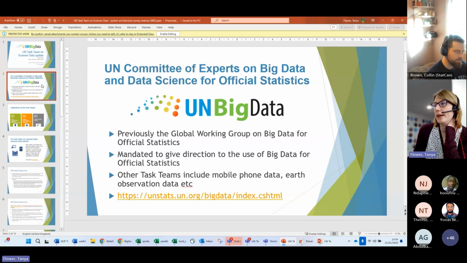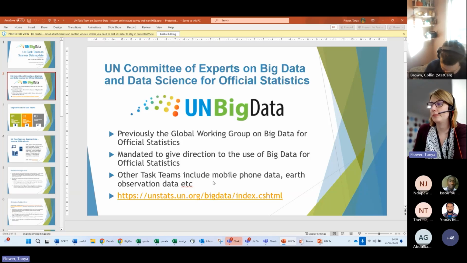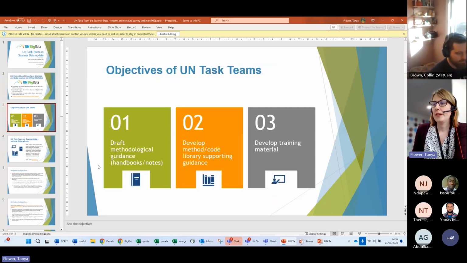We're part of a wider group on the UN big data side. So there are other task teams you may be aware of, for example, on mobile phone data and Earth observation data. I've included a link there. All those task teams have a very similar mandate in terms of developing methods guidance for these new data sources, and developing code supporting that guidance and training as well.